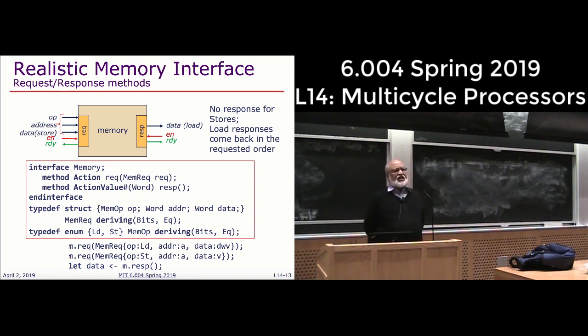So this is the interface for this memory. It has the method action, method request, and it has an action value method, which is the response to it. Because we have only one port, even the loads have to be treated the same way. You're putting something into the memory from which you will get a response back.